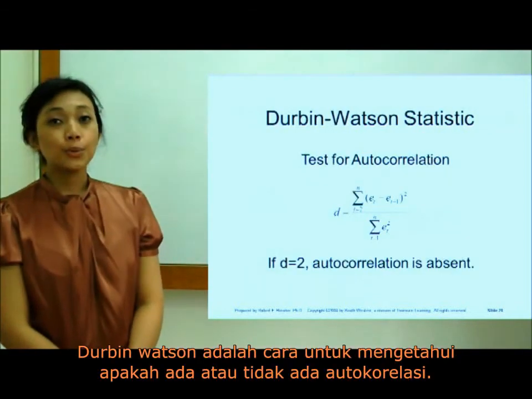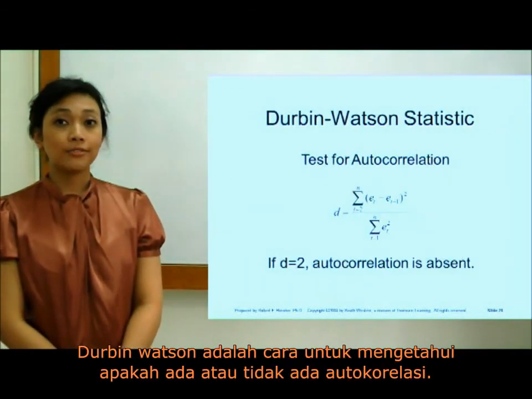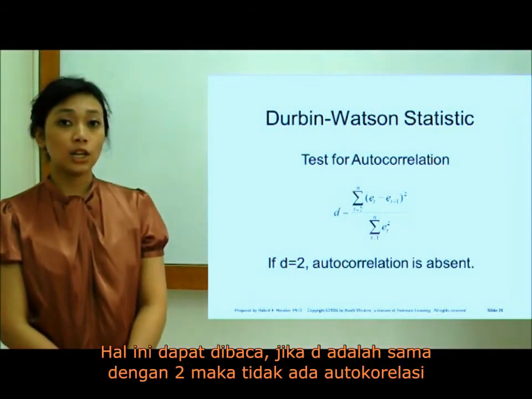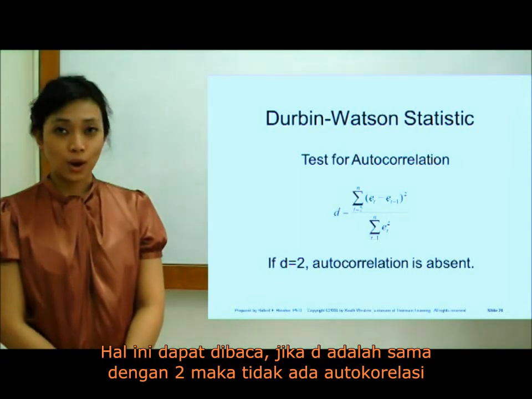Durbin-Watson is the way to find out if there is autocorrelation or not. It can be read that if D is equal to 2, then there is no autocorrelation.